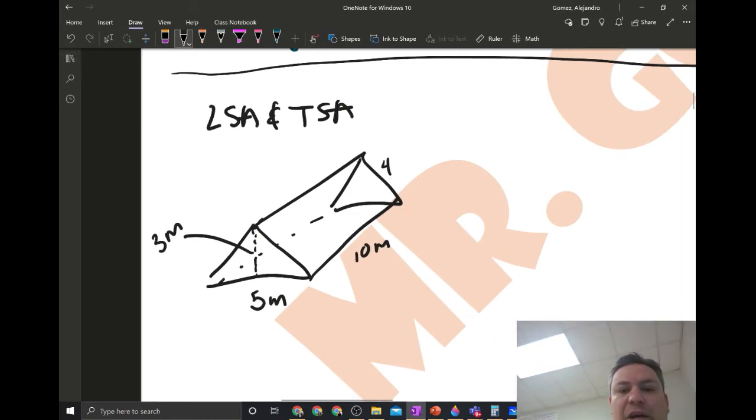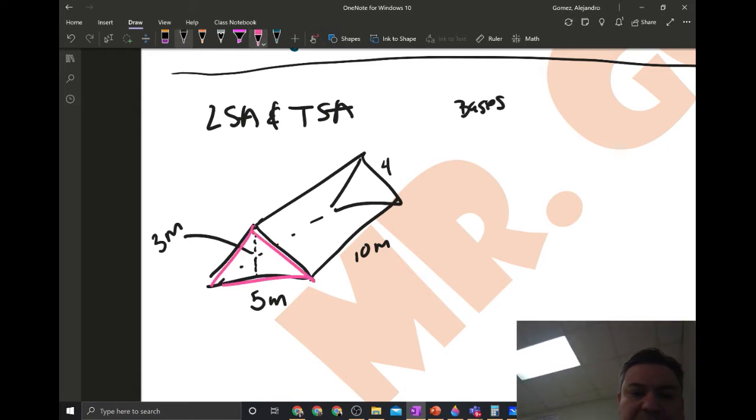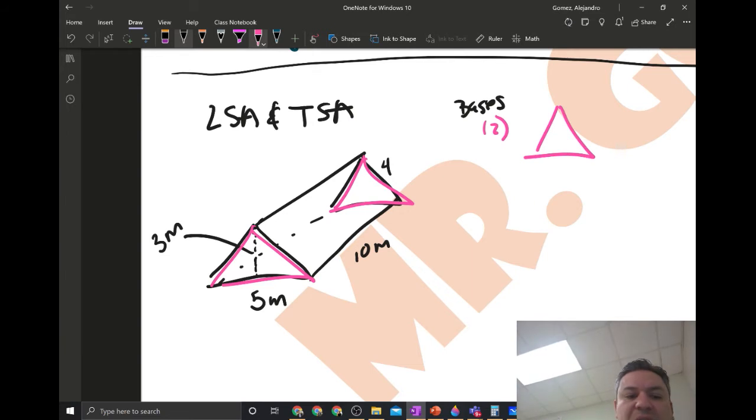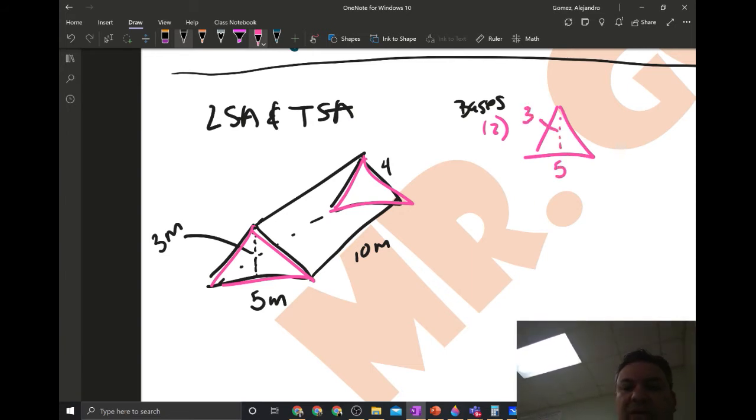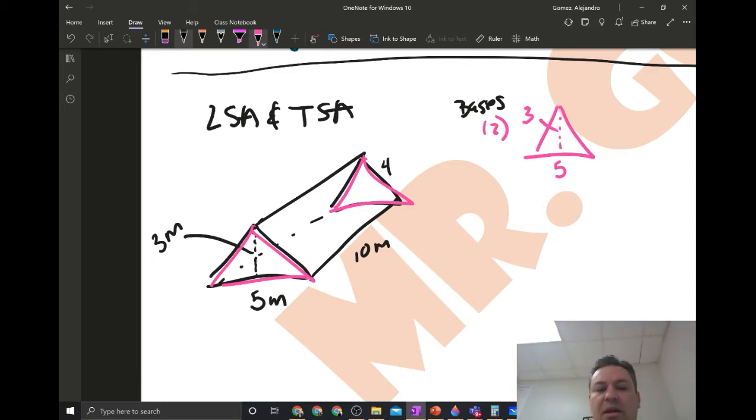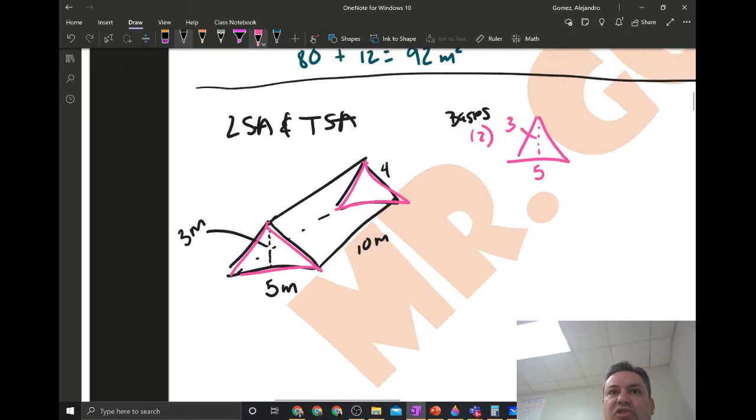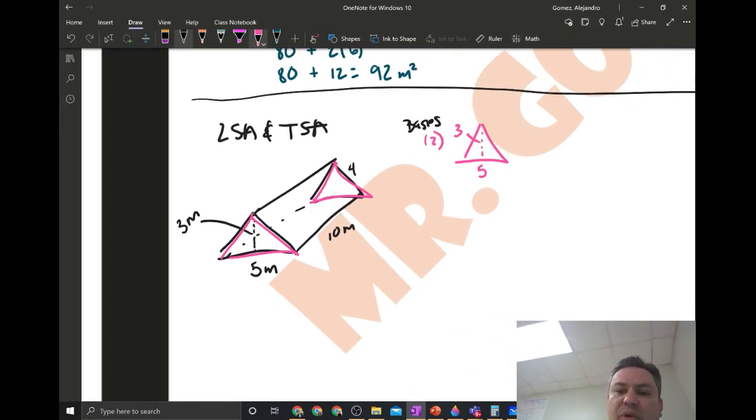How many bases do I have? Well, I have this one and the same thing on the back. So I have 2, and they are triangles. So I'm going to label them. This is 5 and this is 3. The base and the height. And I need to find the area for this. I have 2 of them. Remember, you got to multiply. Whenever you find the area, multiply times 2.